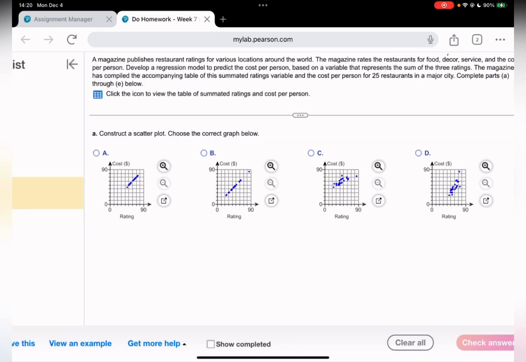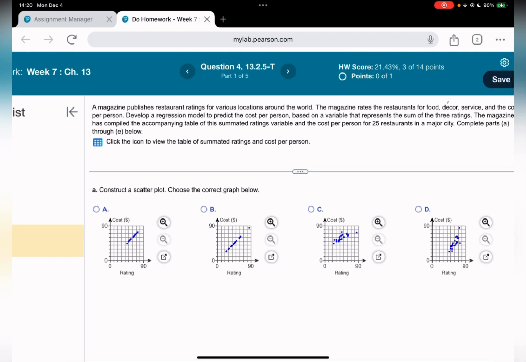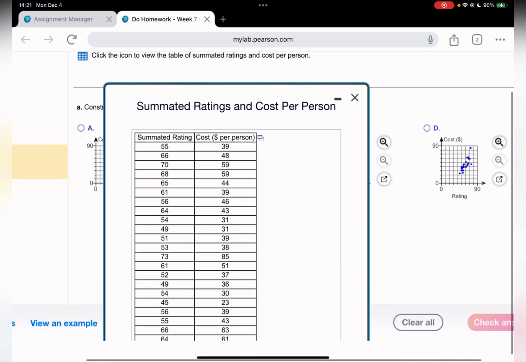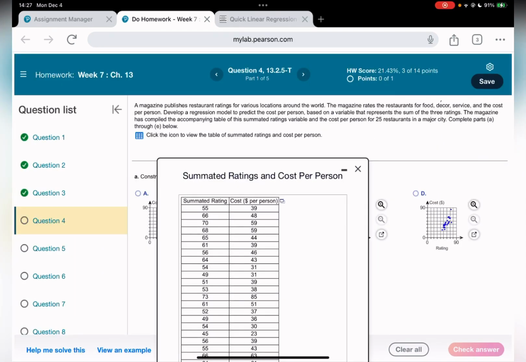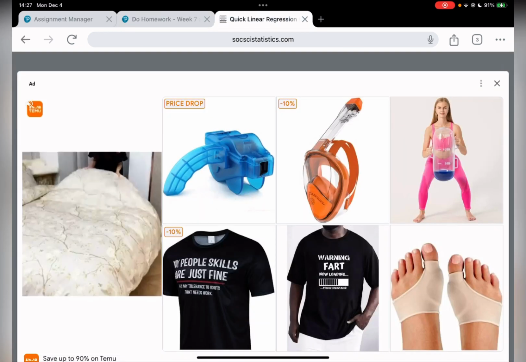Okay, moving to question number 4. So what do we have? Scatter plot. Find the graph below. All right, we are going to build a scatter plot. For this case, for a scatter plot, we are going to use the calculator, and you have it in the announcement on Blackboard. This is the calculator here.